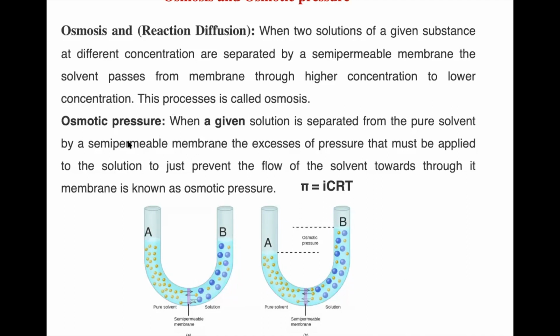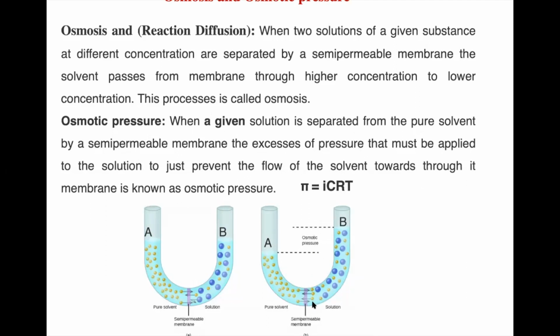Similarly, you can define osmotic pressure: when a given solution is separated from the pure solvent by a semi-permeable membrane, the excess pressure that must be applied to the solution to just prevent the flow of the solvent through the membrane is known as the osmotic pressure. In this diagram, you can see that some extra pressure is developed in order to make the chemical potential and the vapor pressure of chambers A and B equal. The extra pressure which is developed is called the osmotic pressure.